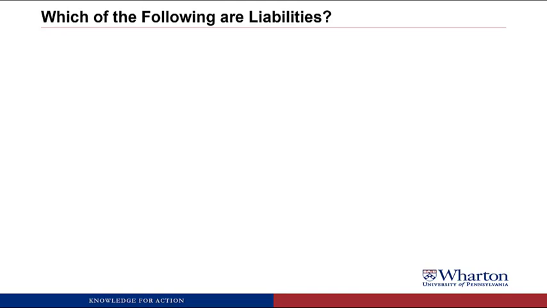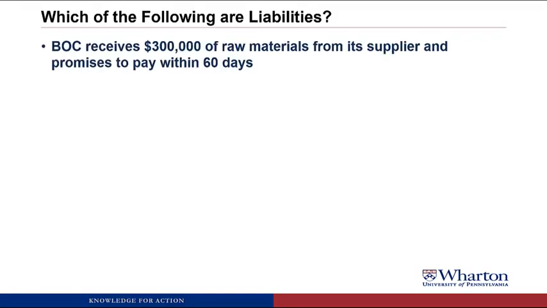We're going to do the same exercise now with liabilities. I'll give you a number of items. I'll give you a chance with the pause sign to try to answer them if you'd like, and then we'll talk about what the answer is. First item, BOC receives $300,000 of raw materials from a supplier and promises to pay within 60 days.